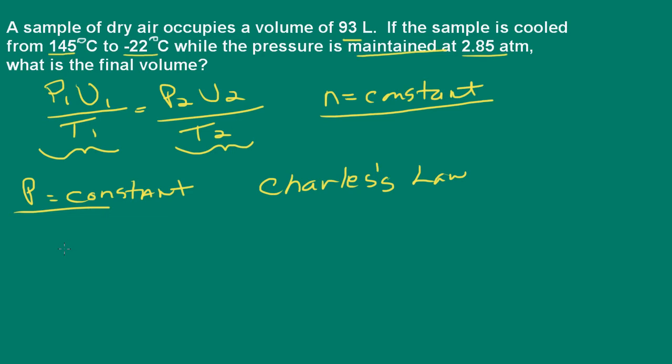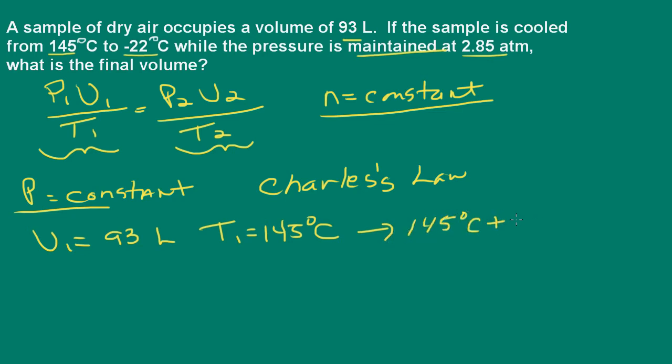Okay, so let's go ahead and define everything. So our initial volume is 93 liters, and our initial temperature is 145 degrees Celsius. Now we have to convert this to Kelvin. So when we convert to Kelvin, we have 145 degrees Celsius plus 273.15, and that is going to give us 418 Kelvin.